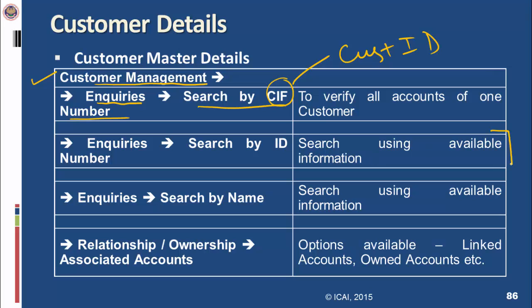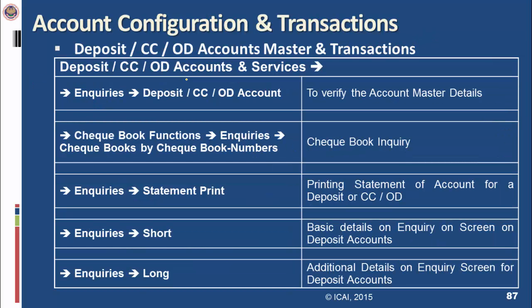Again, if we have a few pieces of information about a particular customer and we want to search through that, then we can go through the inquiry, search by ID numbers. Same way, search by name, right? And ownership also, that is associated accounts or owned accounts, that is linked accounts or owned accounts. So these are all important. I am discussing only important commands that are useful for auditing purposes, available under the customer management. So now let's go into the deposit CCOD setup.